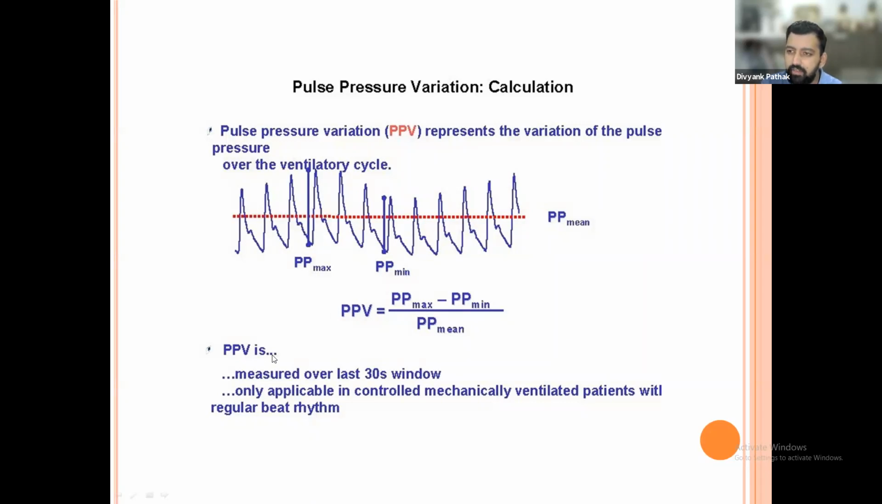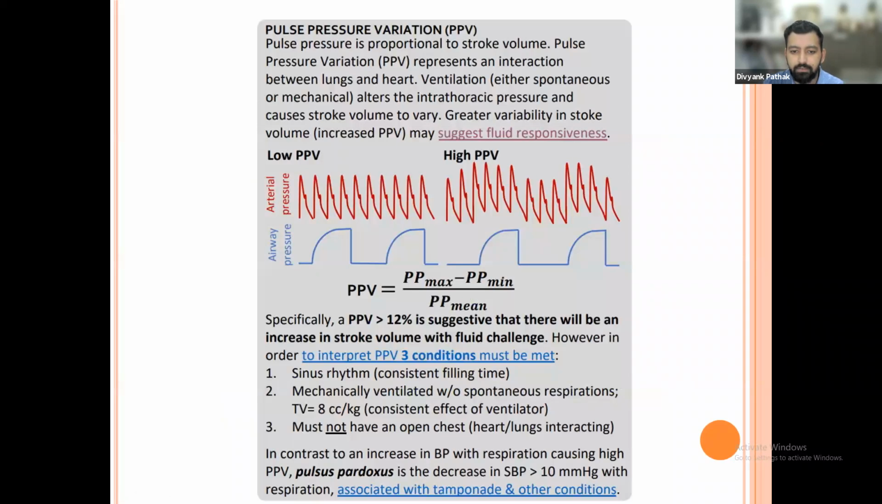A pulse pressure variation of more than 15 to 18%, or 12 to 15%, is considered positive for fluid responsiveness, that the patient may be fluid responsive. So there are some criteria for having pulse pressure variation. A pulse pressure variation of more than 12% suggests that there will be an increase in stroke volume with fluid challenge, that is fluid responsiveness.